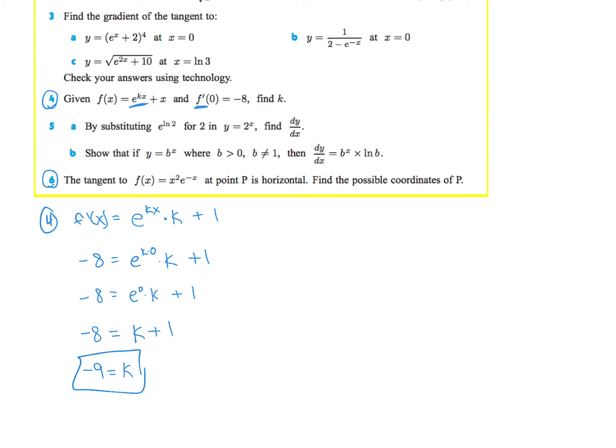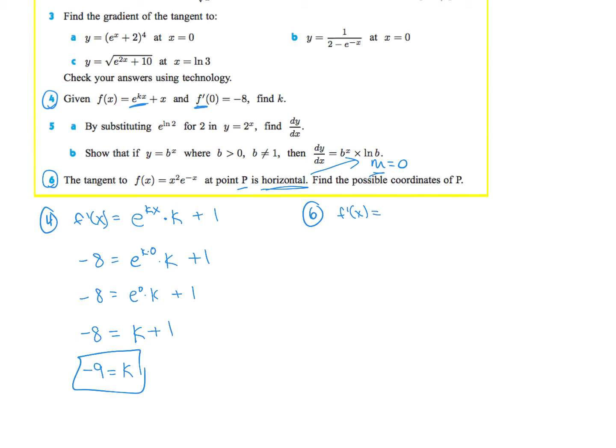Okay? And then for number 6, it says the tangent to f of x equals x squared times e to the negative x at point P is horizontal. So the tangent is horizontal. What that means is the slope is going to be 0. Find the possible coordinates of P. So at the point P, I'm going to take the derivative, and then I'm going to make the derivative equal to 0 because that's the slope.